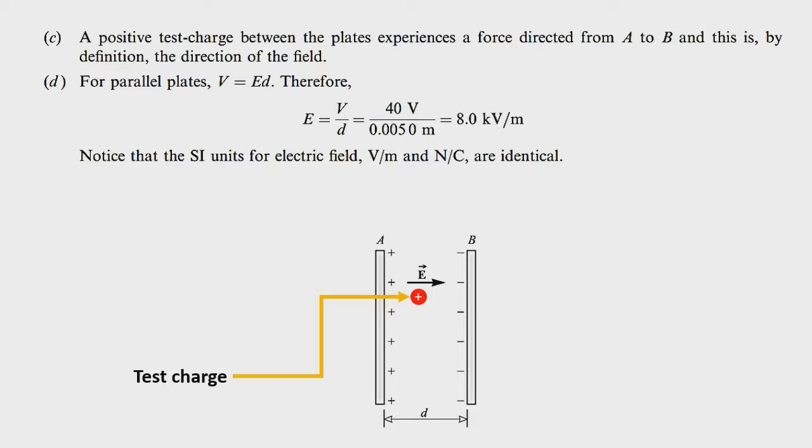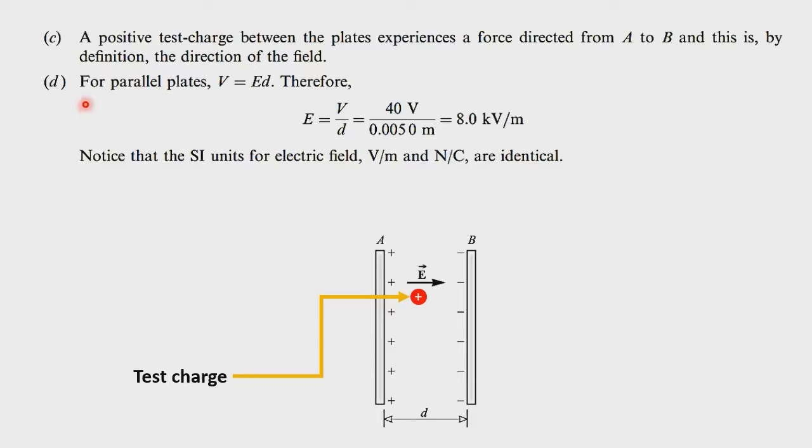Now for our next problem, letter C, a positive test charge between the plates experiences a force directed from A to B. So the question is, is the direction of our electrical field correct? Well, according to the definition, electrical field lines should be radiating outward from positive to negative. So if this is the direction of our electrical field as indicated in the illustration, then according to the definition, this electrical field is actually correct.